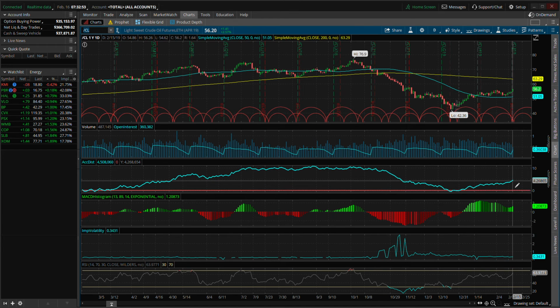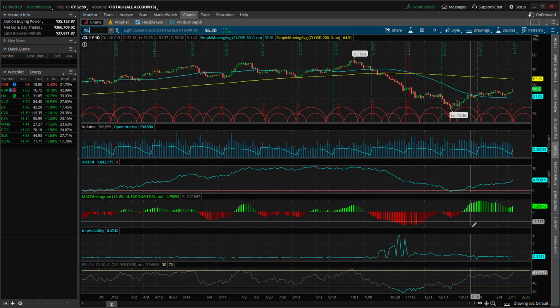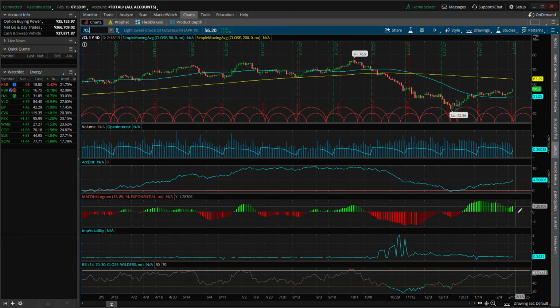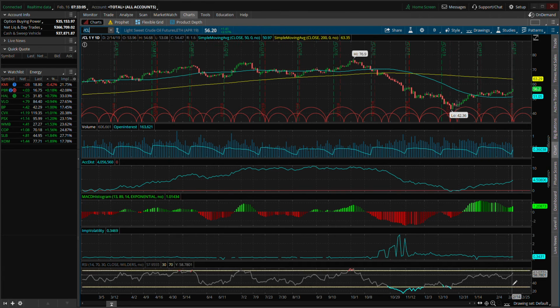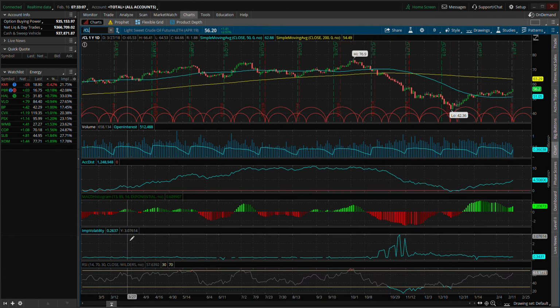Accumulation distribution, money is coming into oil. You can see here a good amount of money. It's still in the green, MACD actually started going up. I can't really say about implied volatility here. RSI is reaching overbought territory, not yet, but oil looks like it's going to rally towards 60.